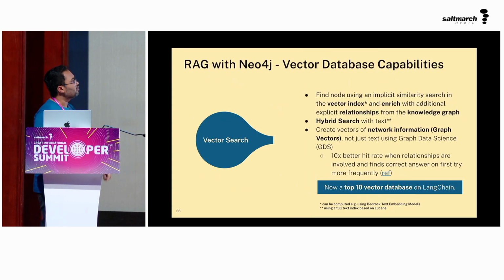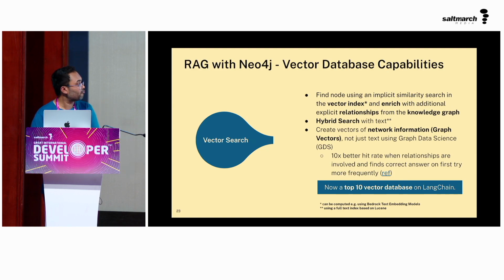And then we have vector database capabilities, where, just like any other vector DB, we support approximate nearest neighbor search. On top of that, once you have the similar nodes as part of the result, you can further enrich the result with additional relationships from the knowledge graph, so that you can get a better response from the LLM. We also support hybrid search with context, with full text search, with the help of metadata filtering within the LangChain framework.